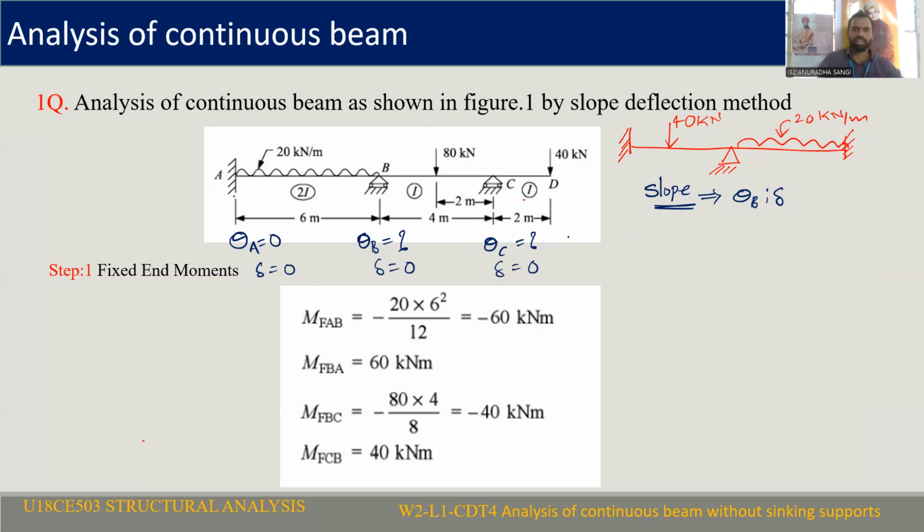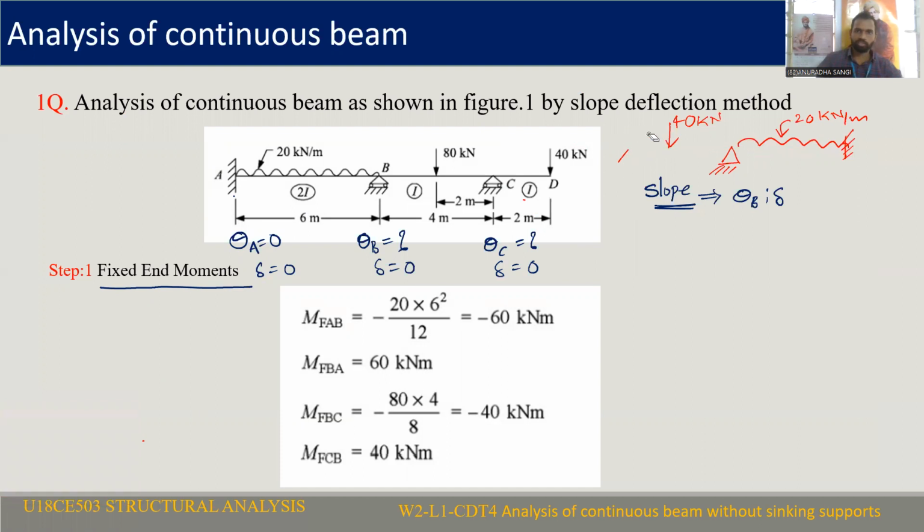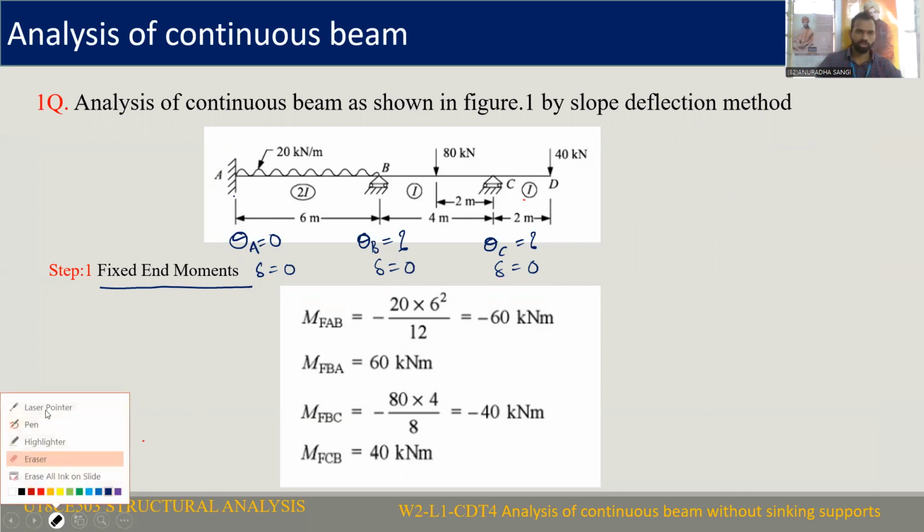For the analysis of continuous beam by using slope deflection method, the first thing we need to do is calculate the fixed end moments for the given loading. If you observe, the first span is subjected to uniform distributed load throughout its span. The entire span is subjected to uniform distributed load. The intensity of uniform distributed load is 20 kN.